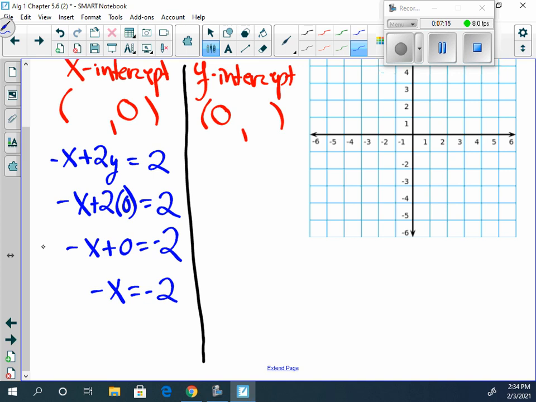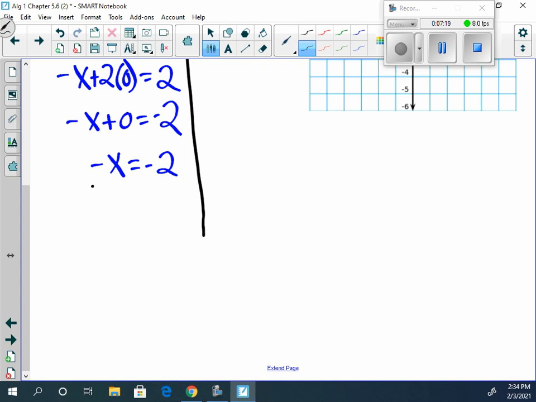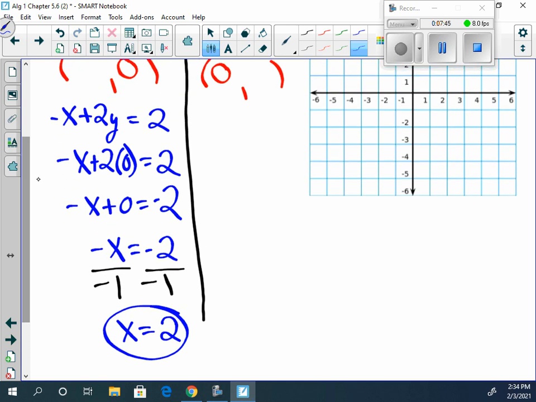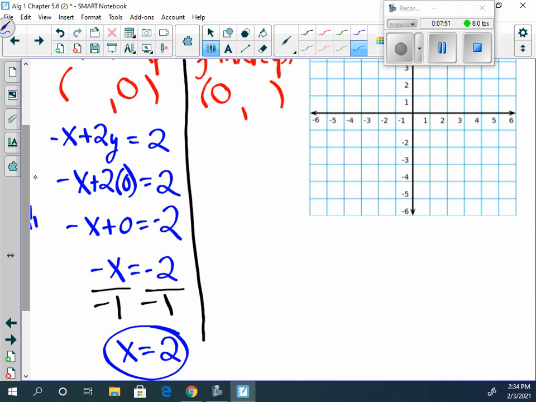Now, what do we need to do next? Well, to make x positive, we're going to divide both sides by negative 1. Negative 2 divided by negative 1. A negative divided by a negative is a positive. And what is 2 divided by 1? So the value of x when y is 0 is 2. So our x-intercept is at the point 2, 0.